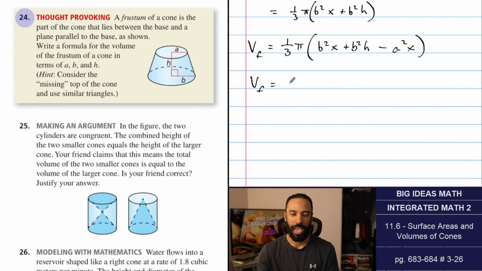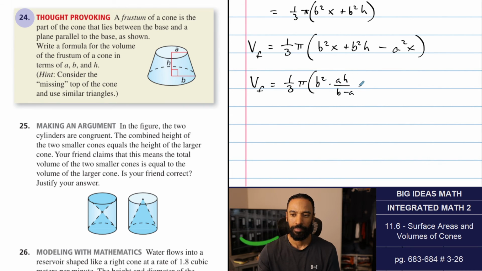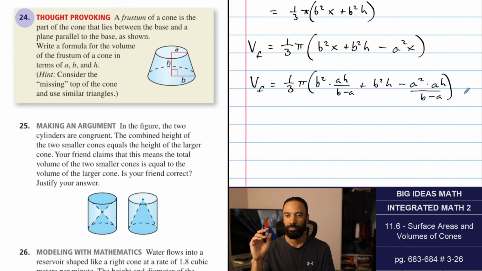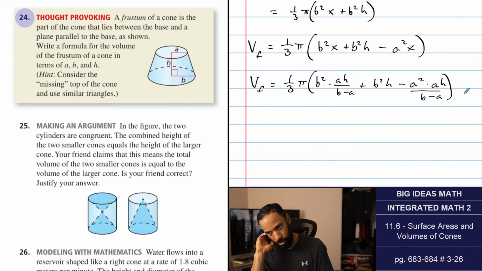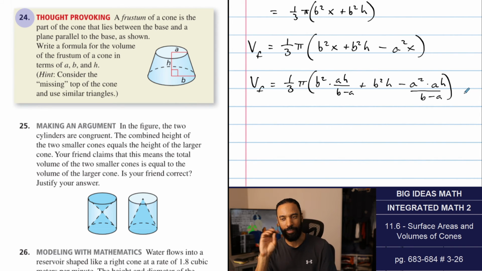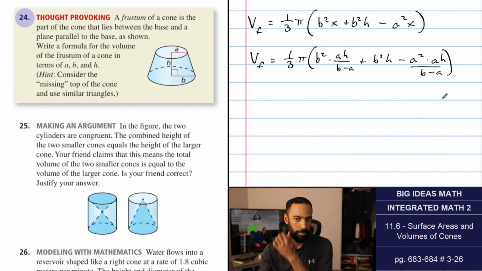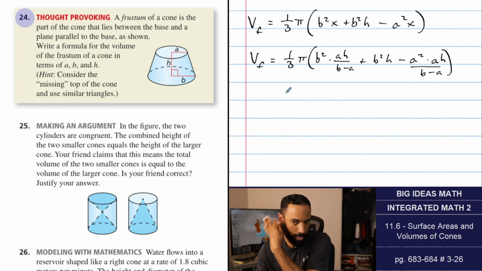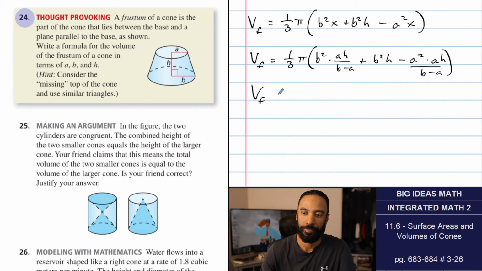So the volume of F is 1/3 pi times b squared times AH over b minus a, plus b squared h, minus a squared times AH over b minus a. I almost want to have the a's first here, so I might do this -1 factoring thing. You'll see what I mean when it comes to it. I probably should have started with that, though, but it's a little too late.